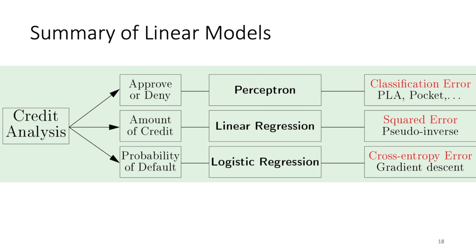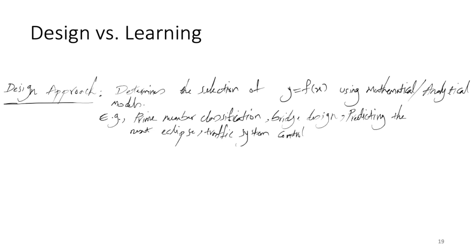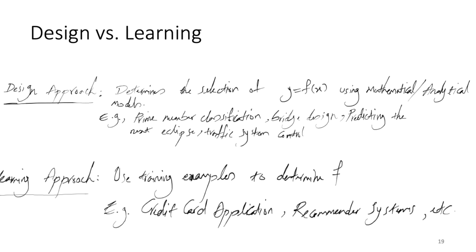There are a couple more slides as a formalization of the problem, the definition of design versus learning, which you already know. Design gives you a definite answer using a mathematical or analytical solution. However, learning uses data to do that. So I'm just wrapping up and putting this slide at the end of this section. You can have a look at it later on.